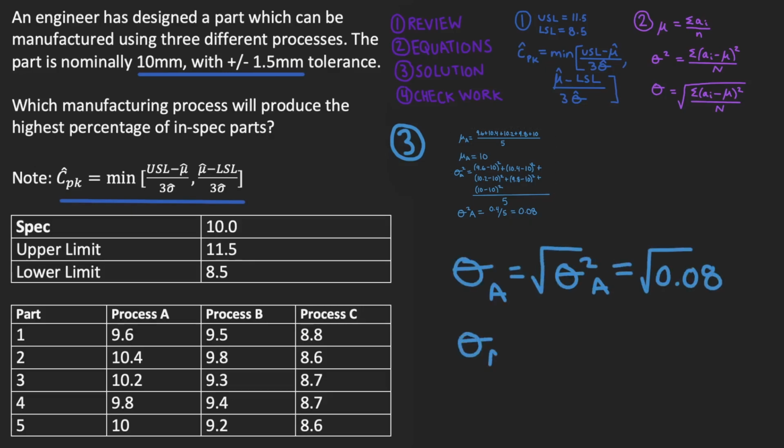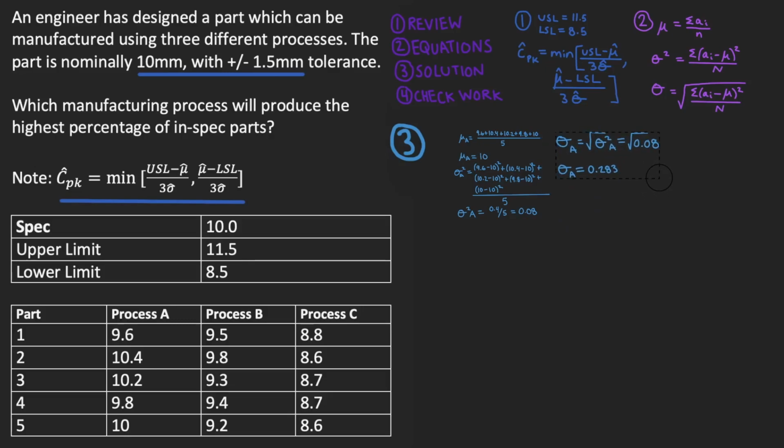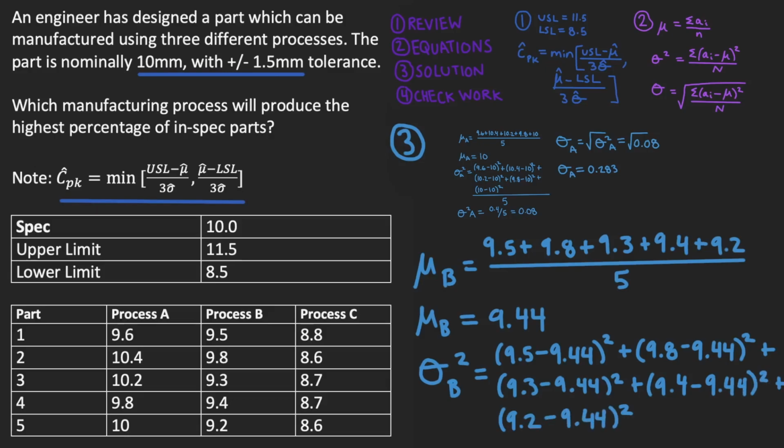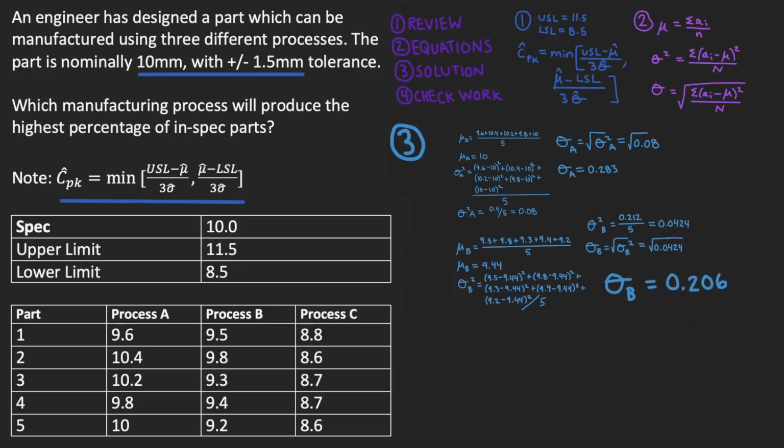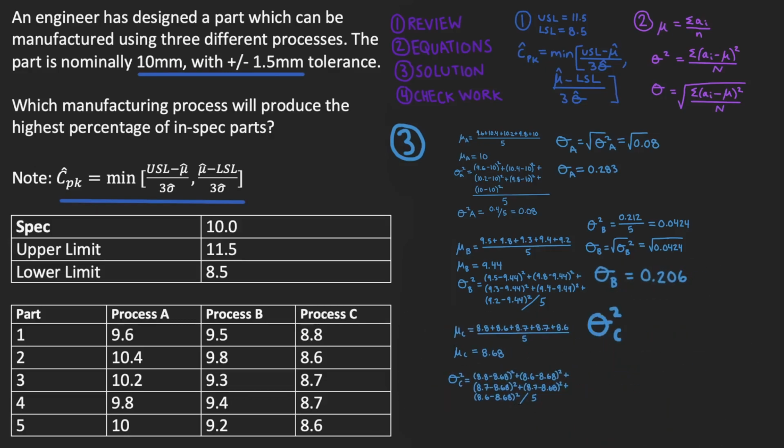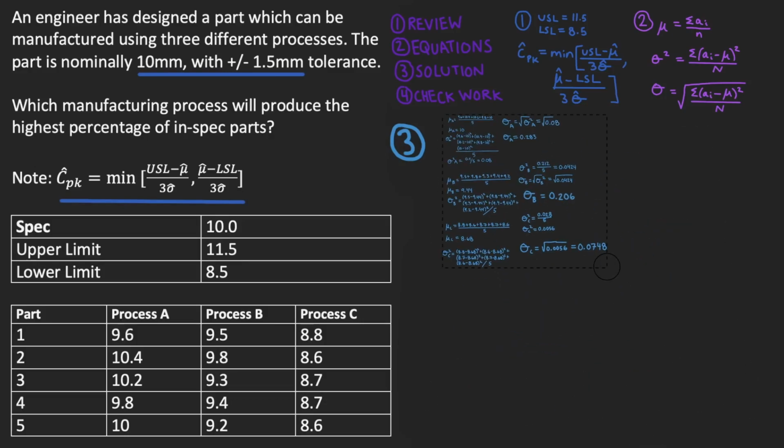Now, you saw how I did those calculations for part A, so I'm going to speed up parts B and C, and you can work through those on your own or slow down this video if you want to see how I did it. Great. We found that the standard deviation for part B is 0.22059 and the standard deviation for part C is 0.0748.